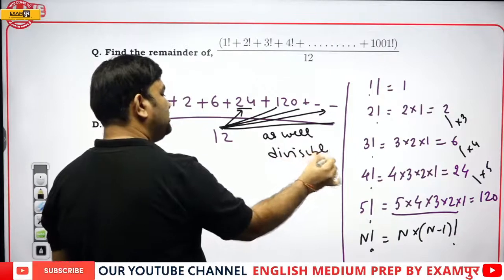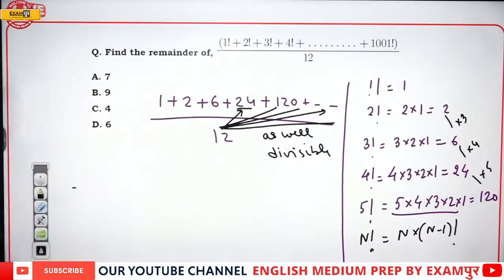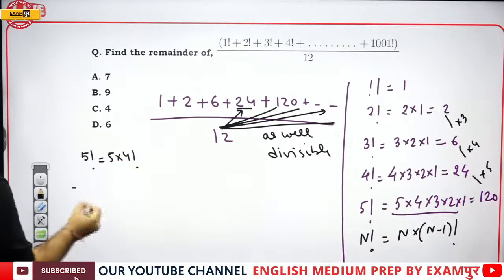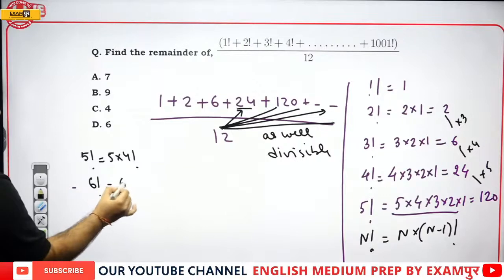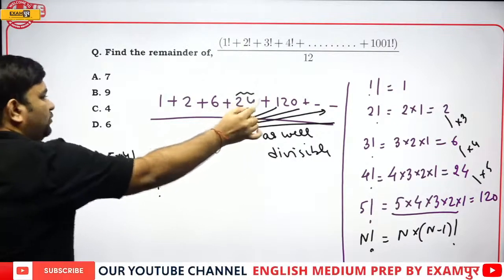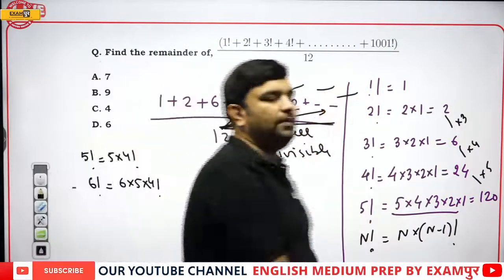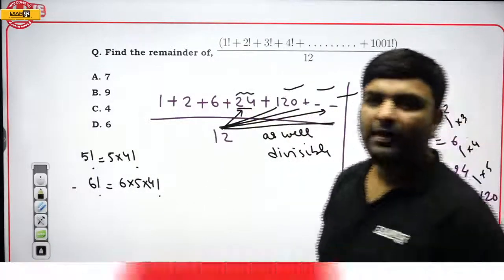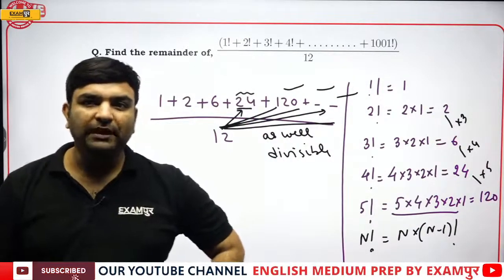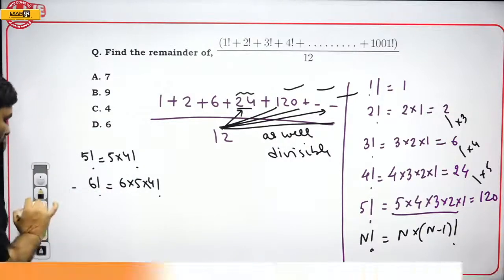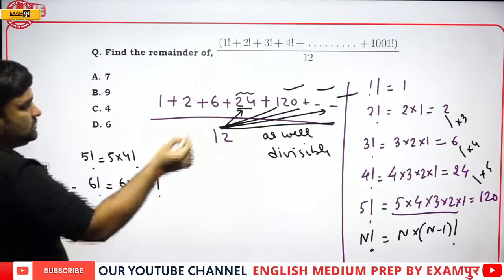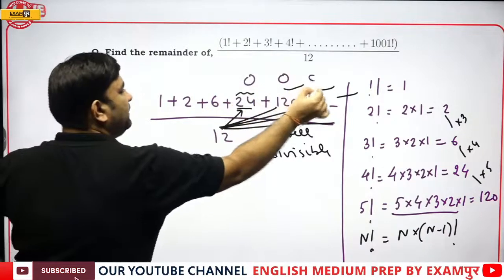What is the logic? In 5 factorial, 4 factorial is also hidden. In 6 factorial, 4 factorial is also hidden. So if 4 factorial is divisible by 12, then all other numbers coming after it would also be divisible by 12. Is it okay with you? All the upcoming numbers are going to be divisible by 12, so these all will give a remainder of 0.